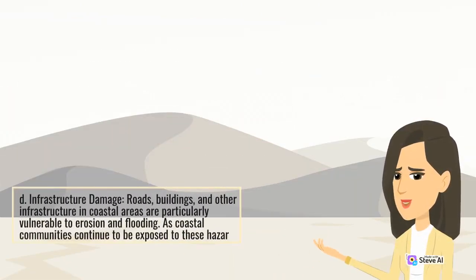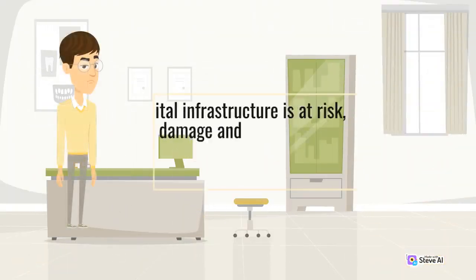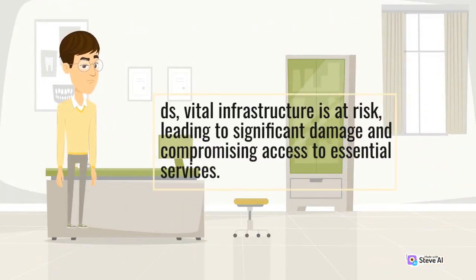D. Infrastructure damage. Roads, buildings, and other infrastructure in coastal areas are particularly vulnerable to erosion and flooding. As coastal communities continue to be exposed to these hazards, vital infrastructure is at risk, leading to significant damage and compromising access to essential services.